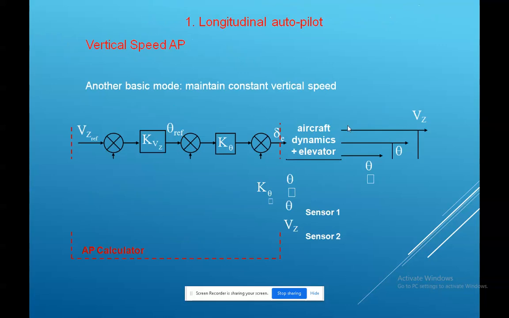This is the vertical speed autopilot system, which will be maintaining the constant vertical speed. Their transfer function and gain are given here in the diagram. This is the flow diagram. Okay, not the block diagram, flow diagram.